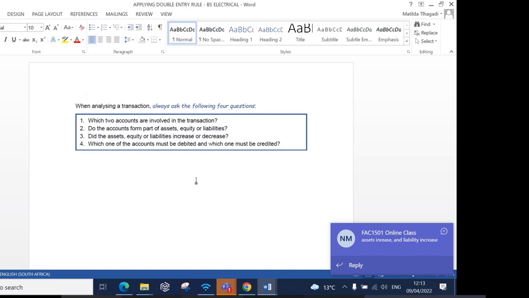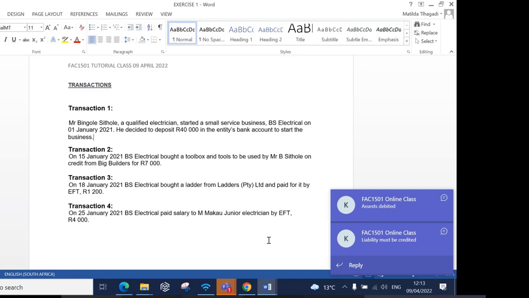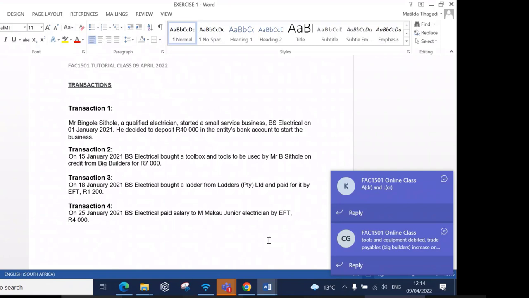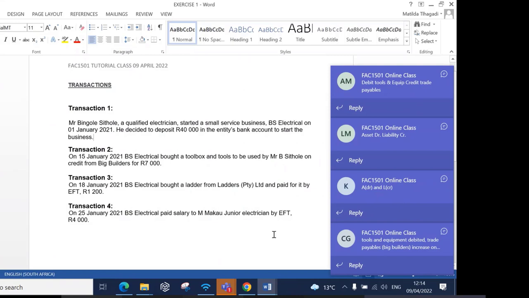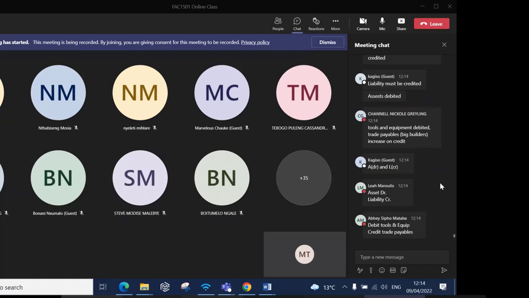The fourth point is, which one of these accounts must be debited and which one must be credited in the general ledger and the trial balance? Liability must be credited, asset debited. Tools and equipment debited, trade payables increases. Asset debit, liability credit. So debit tools and equipment, and credit trade payables.